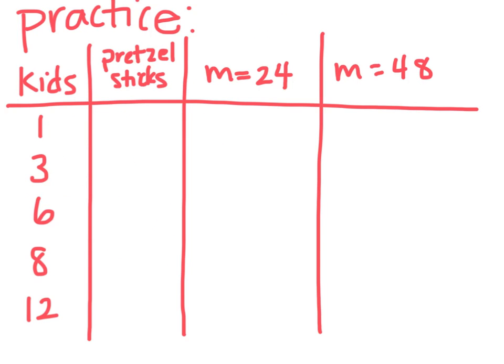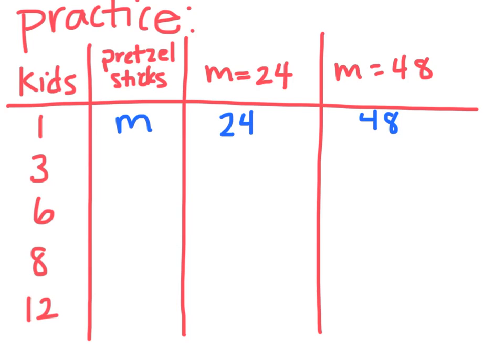Let's complete one final practice problem for Chapter 5.1. A packet of m pretzel sticks is to be shared equally among some children. Find the number of pretzel sticks that each child gets in terms of m, and then find the number of pretzel sticks for the given values of m. So let's say we have one child. That one child will get m pretzel sticks. If m equals 24, that child will get 24 divided by 1, or 24 pretzel sticks. And if the packet equals 48, then the child will get 48 divided by 1, or 48.